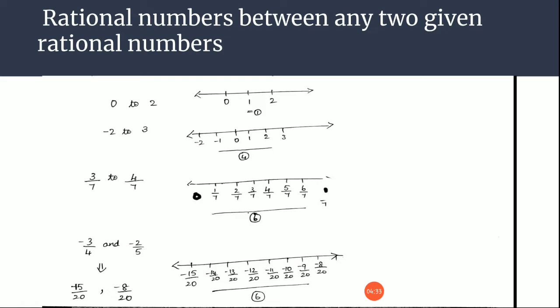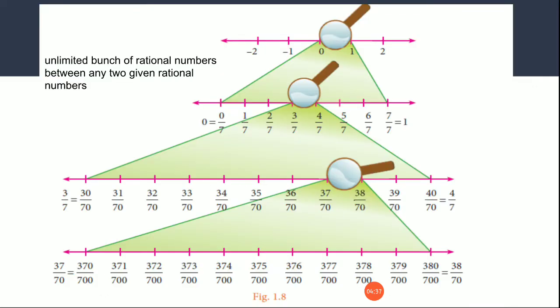And if you want, you can divide it into n number of parts. So we can say that there are unlimited rational numbers between any two given rational numbers. Okay, this diagram is given in our textbook. I'll tell you the page number later.